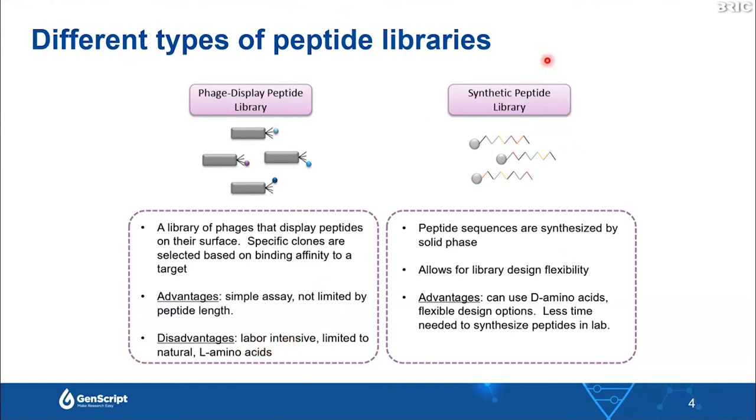In a synthetic peptide library, peptides are synthesized chemically, possibly in the solid phase or liquid phase, depending on the length of the peptides in question and also the quantity required. This chemical synthesis allows for flexibility in the design and the option of adding D amino acids, and also requires less time. In some cases, the usage of D amino acids is desirable because it could stabilize the peptide, as they are more resistant to proteases.